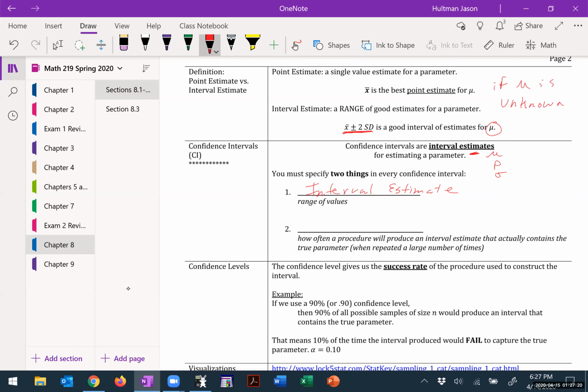Okay, number 2. We also need to know what's our confidence level.